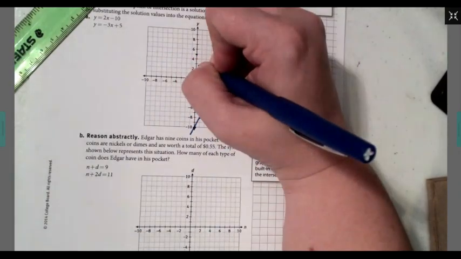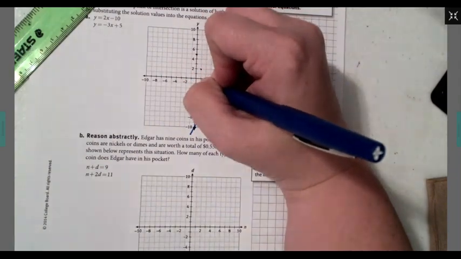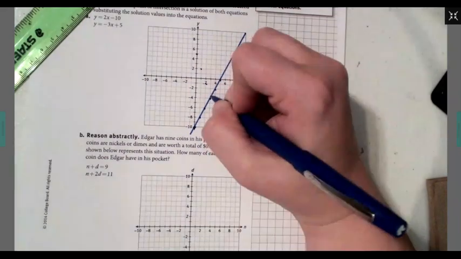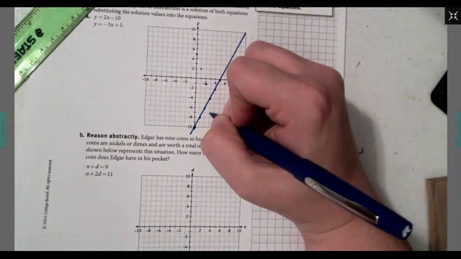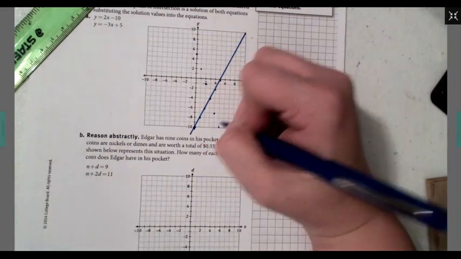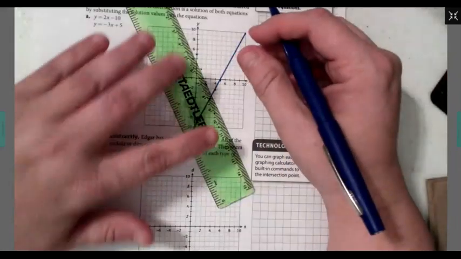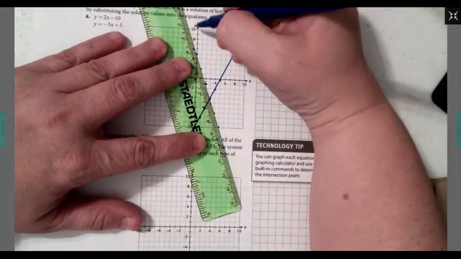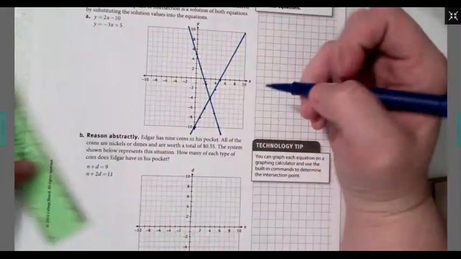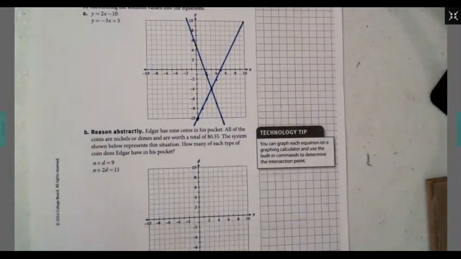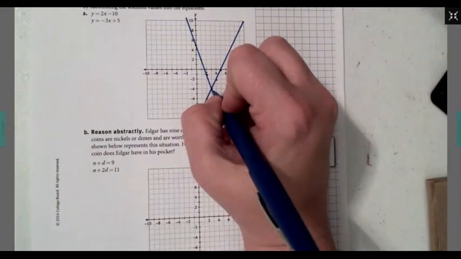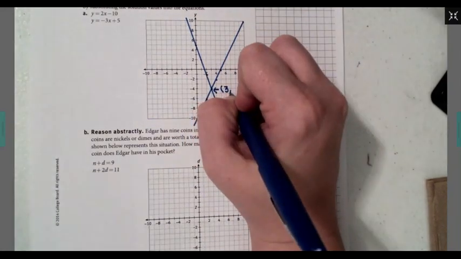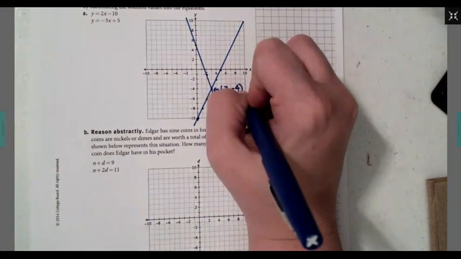Okay, now we're going to start at positive 5. This one says go down 3 over 1, down 3 over 1, and so forth, like so. Connect these dots with a line. Okay, question is, what's the intersection point? Right here, which looks to be 3, negative 4.